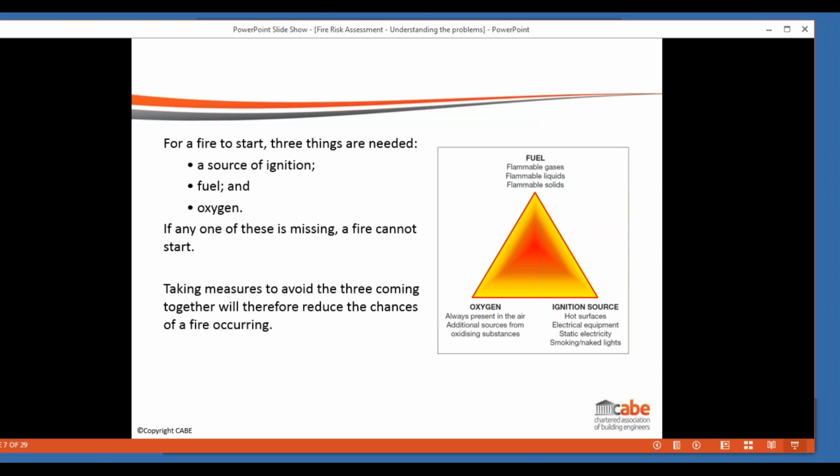So either we don't have ignition sources next to highly combustible fuels, or we don't have fuels next to ignition sources. It's the same sort of thing, but in reality, one of the basic ways of trying to deal with these issues is actually to separate things out and therefore reduce the potential risk.